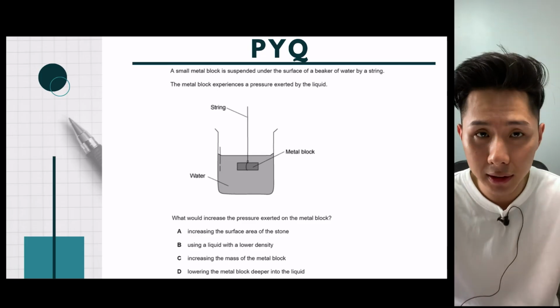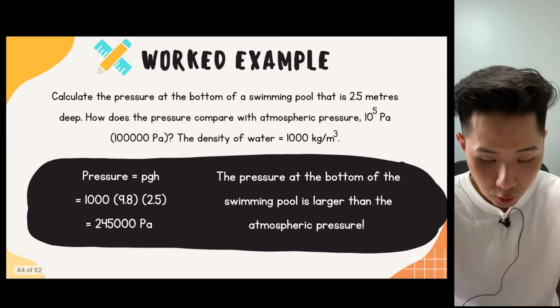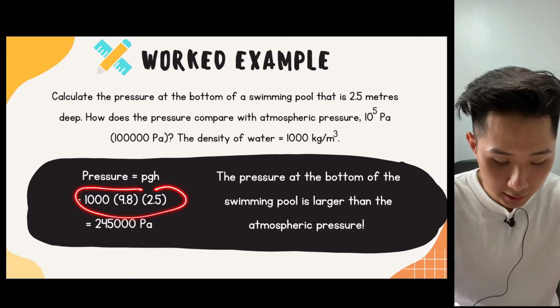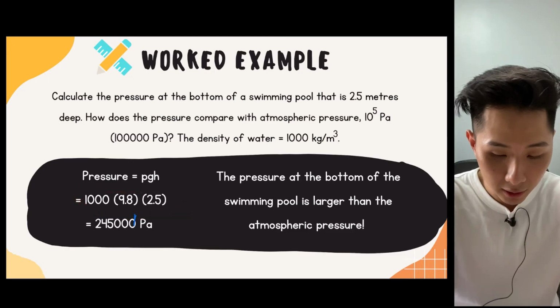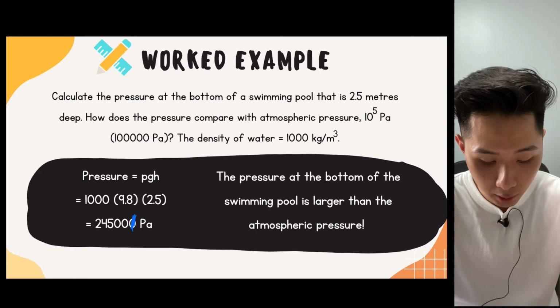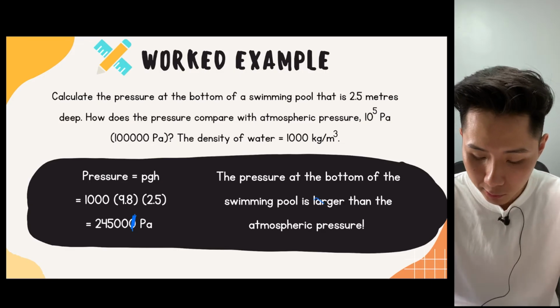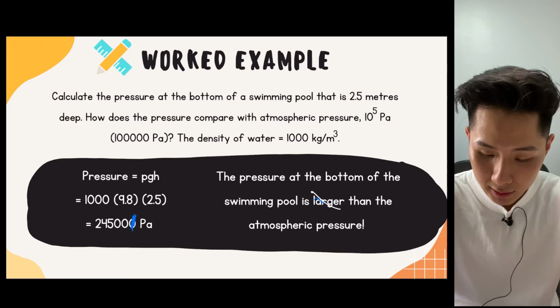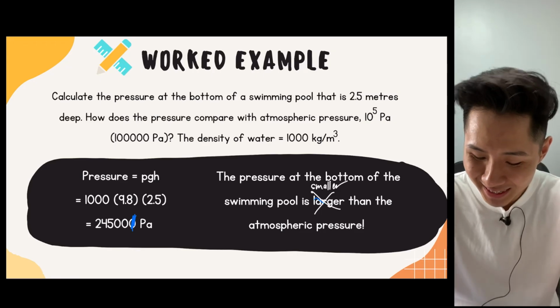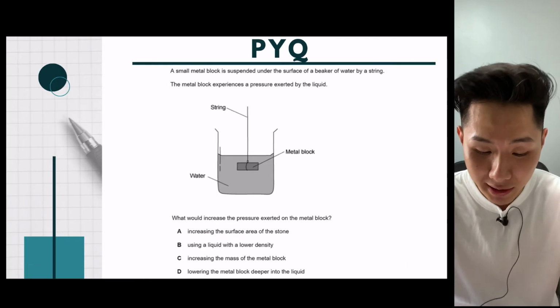So now let's look into some past year questions. All right, by the way, I forgot to show this. If you were to use 9.8 here, instead of 245,000, you should have gotten 24.5 thousand. So the pressure at the swimming pool is smaller. This is when you do a true or false question. It's smaller than the atmospheric pressure. Great.